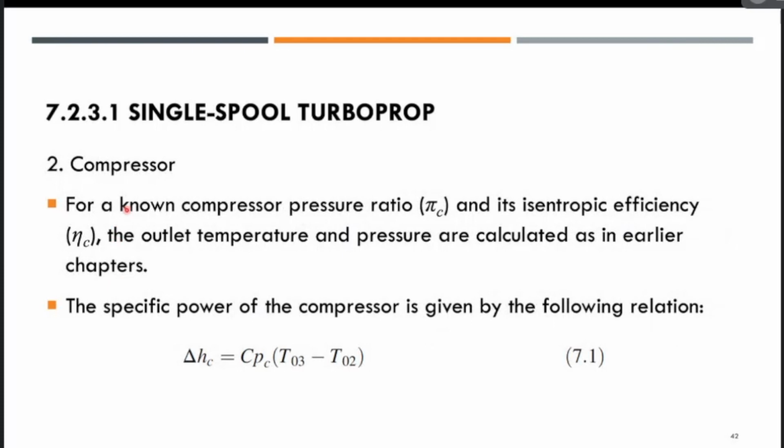Then we move into the compressor section. For a known compressor pressure ratio pi C and its isentropic efficiency zeta C, the outlet temperature and pressure are calculated using the previous method, and the specific power for the compressor is given by the following relation, equation 7.1.